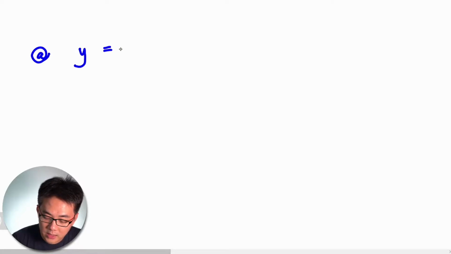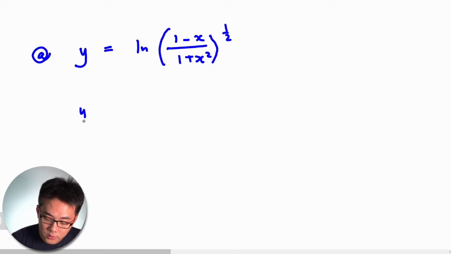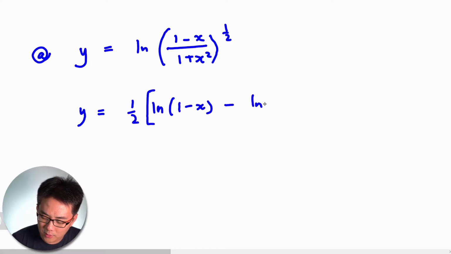So y is equal to half ln of (1 minus x) over (1 plus x squared), and you're asked to find dy/dx. So what you're going to do is put 1 over 2, ln of (1 minus x) minus ln of (1 plus x squared).